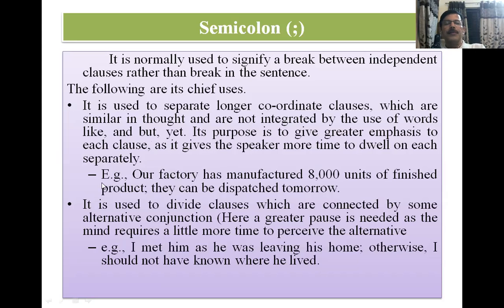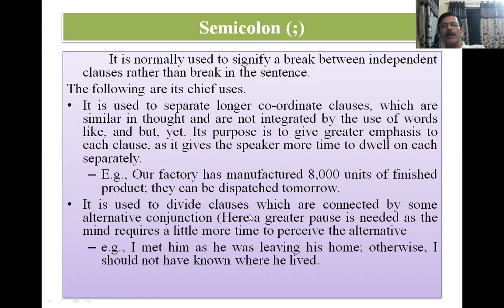You can see this example. Our factory has manufactured 8,000 units of finished product. You can use a semicolon here. Then the continuation: they can dispatch tomorrow. Clearly, you can separate the second part of the sentence by a semicolon.